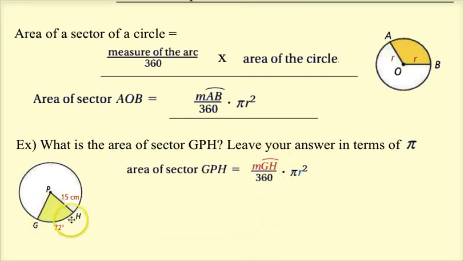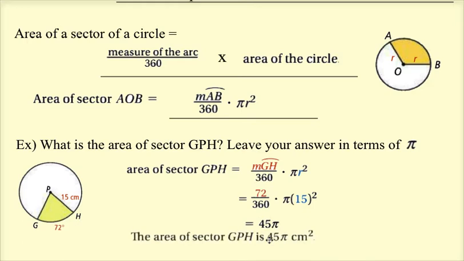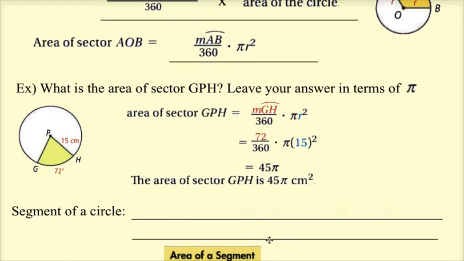Well, you can see that arc GH is 72 degrees, so 72 over 360 times pi times 15 squared, because that's the length of my radius. I'm just going to put that into my calculator, and I get 45 pi. So I multiply all the numbers but the pi, and my answer is 45 pi. Okay, so the area of sector GPH is 45 pi centimeters squared. All right, so sectors aren't too bad.